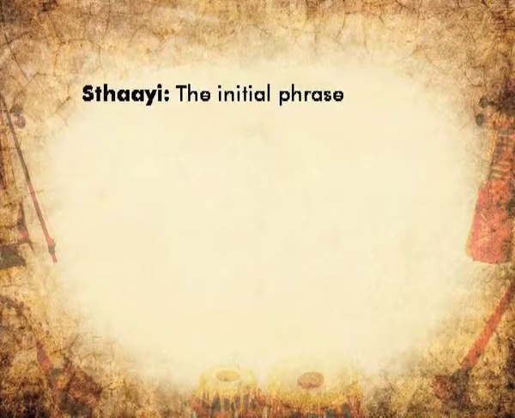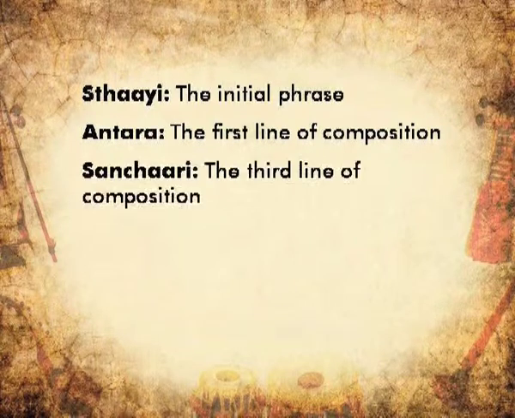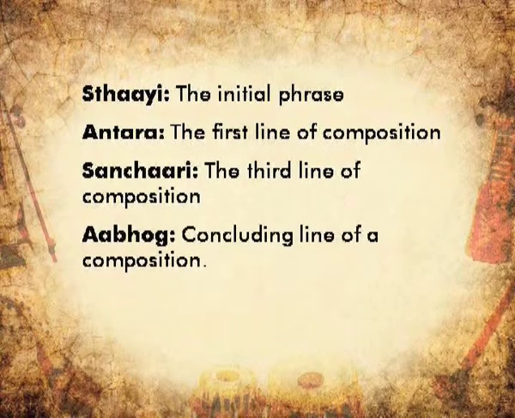For example, sthai, the initial phrase or line of a composition; antara, the first body phrase or line of a melodic composition; sanchari, the third body phrase or line of a fixed melodic composition found more typically in Dhrupad bandishes; abhog, the fourth and concluding body phrase or line of a fixed melodic composition seen more typically in Dhrupad bandishes.